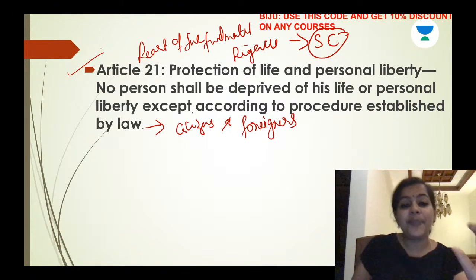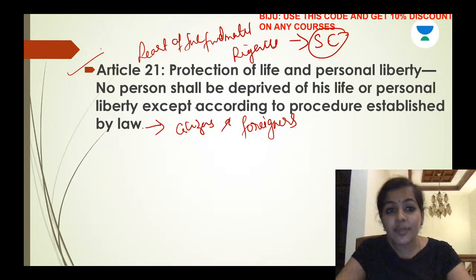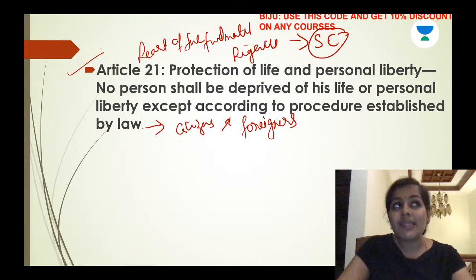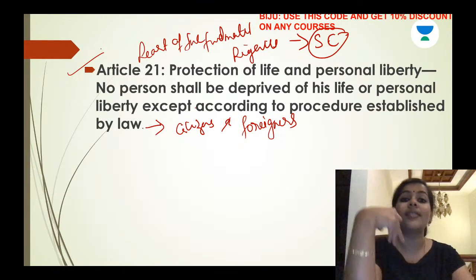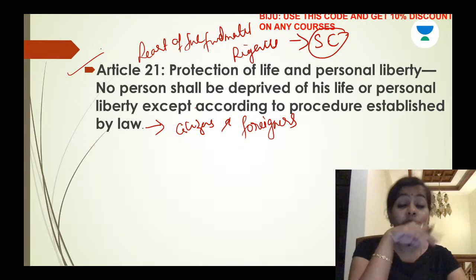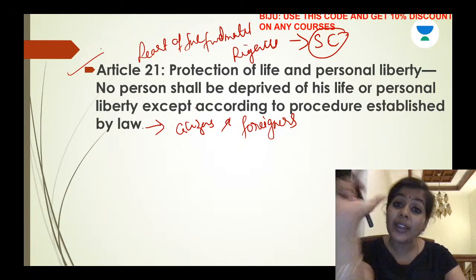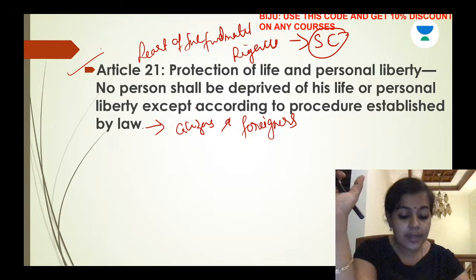What is this? No person shall be deprived of his life or personal liberty except according to the procedure established by law. This implies that this right has been provided against the state. It means a state cannot simply go and arrest a person. Yes, of course they can do it in the case of preventive detention, otherwise you cannot do it.